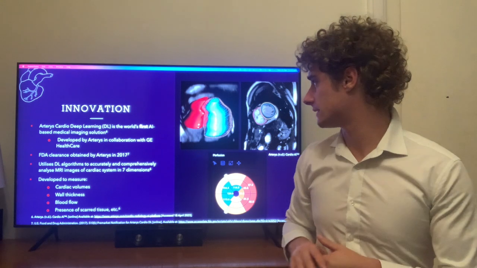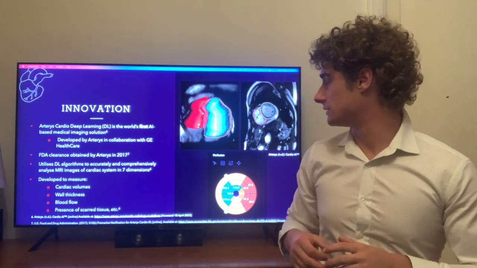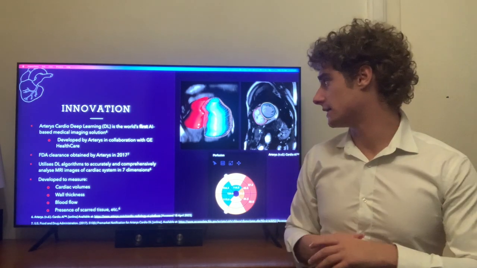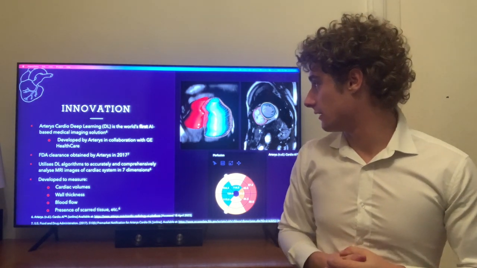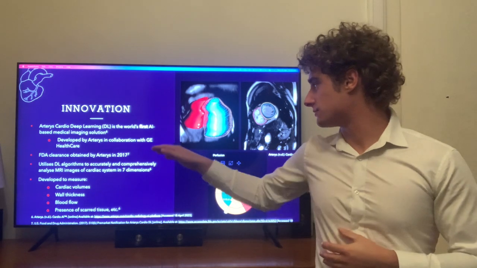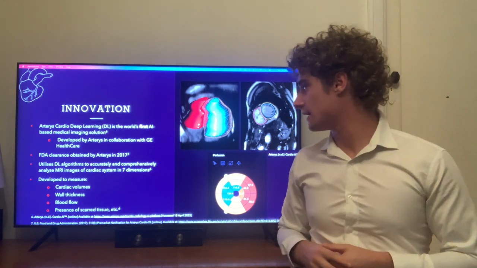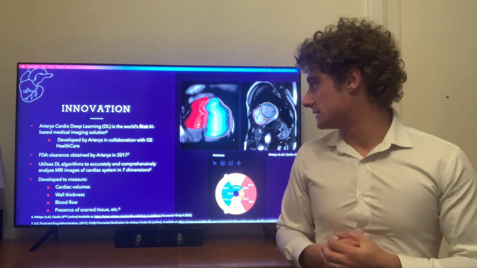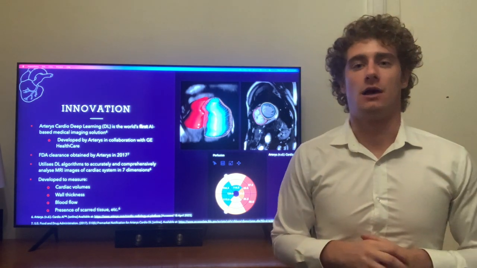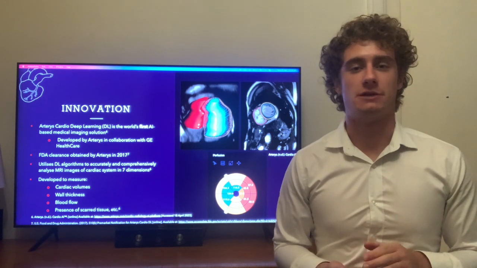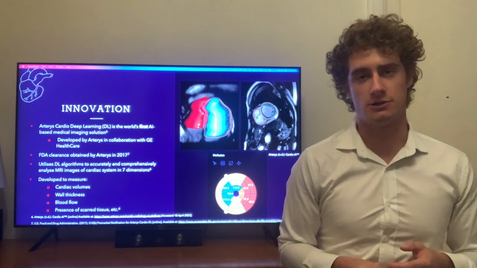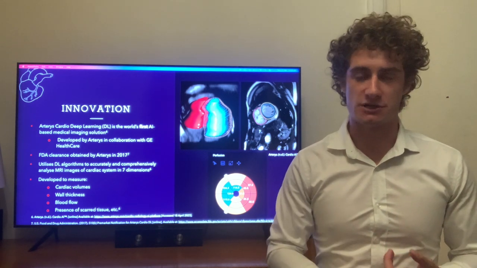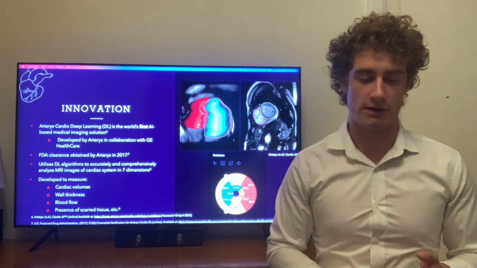So Arterys Cardio Deep Learning is the world's first ever AI-based medical imaging solution, which was synthesized through the collaboration between Arterys and GE Healthcare. It first received FDA clearance in 2017, and basically it utilizes DL algorithms in order to accurately and comprehensively analyze MRI images in 7 dimensions compared to just the 2 dimensions in previous technologies. It allows for a more comprehensive analysis with 3 dimensions in space, 3 in direction and 1 in time.